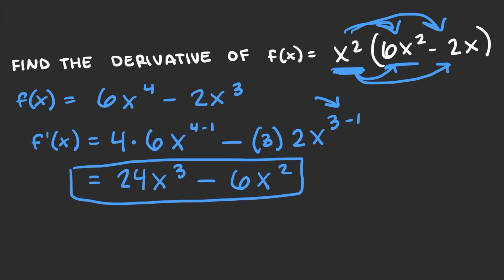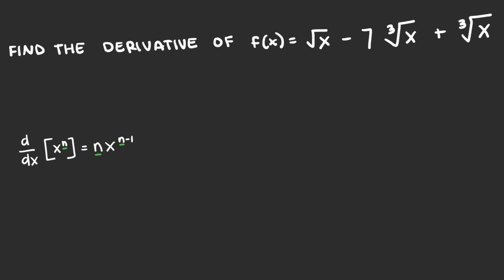For this final example, we need to find the derivative of f of x equals the square root of x minus 7 times the cube root of x plus the cube root of x. So remember, we don't want to work with square roots. We want to work with exponents because we're using the power rule, and to use the power rule, we need to have exponents. So the first step is going to be to change every single root into exponents. That's always going to be our first step if we have any roots. So that would look like this.